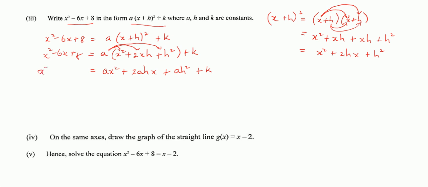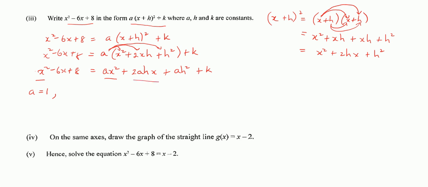So this is x squared minus 6x plus 8. What we're going to do is equate coefficients. The first term here is an x squared term, and we have an x squared term here. Therefore, a is equal to 1, because the number in front of x squared here is 1. We just normally don't write the 1. So we got a. Now we have to find h.